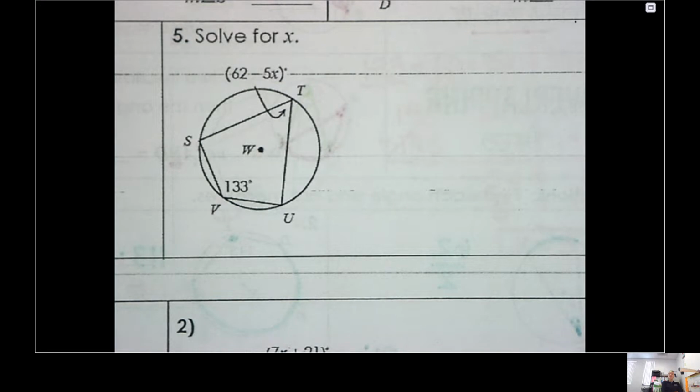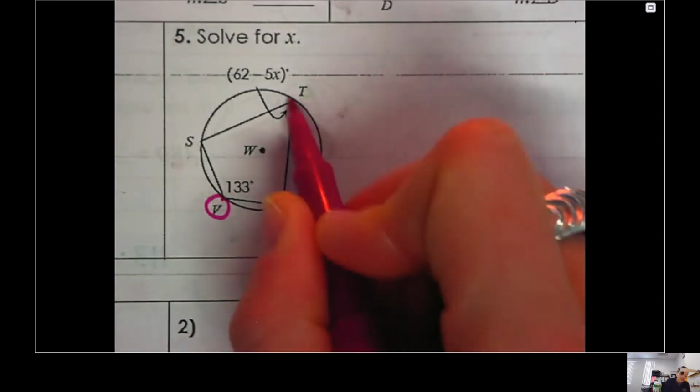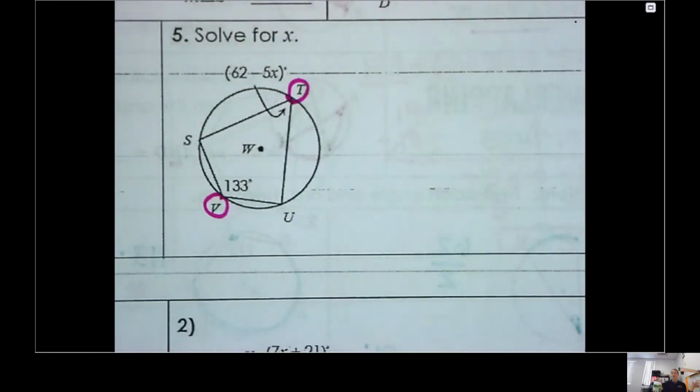Yeah. So a diameter has to go through the center, but you've got 2 angles, angle V and angle T, that are across from each other. So what does that mean about them? They're not congruent. They're supplementary. They add up to 180. So I want to write an equation that says when I combine them, I get 180. What does that equation look like?